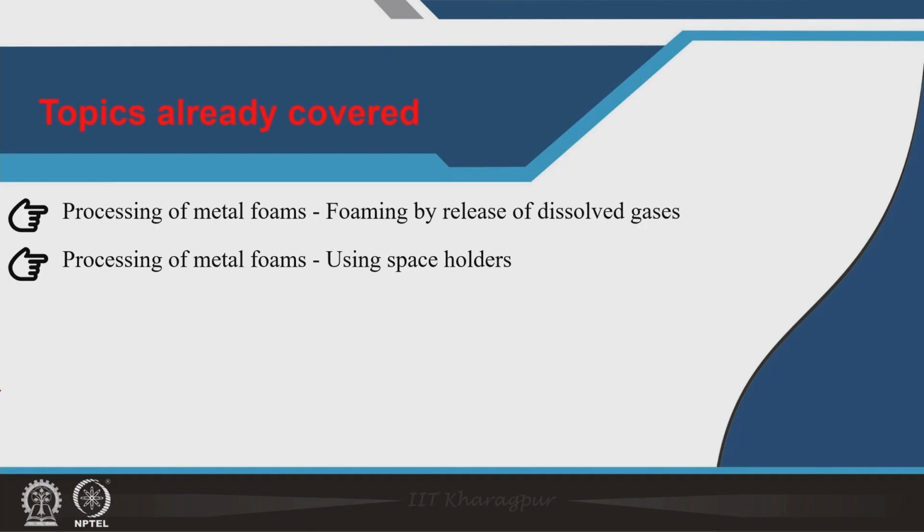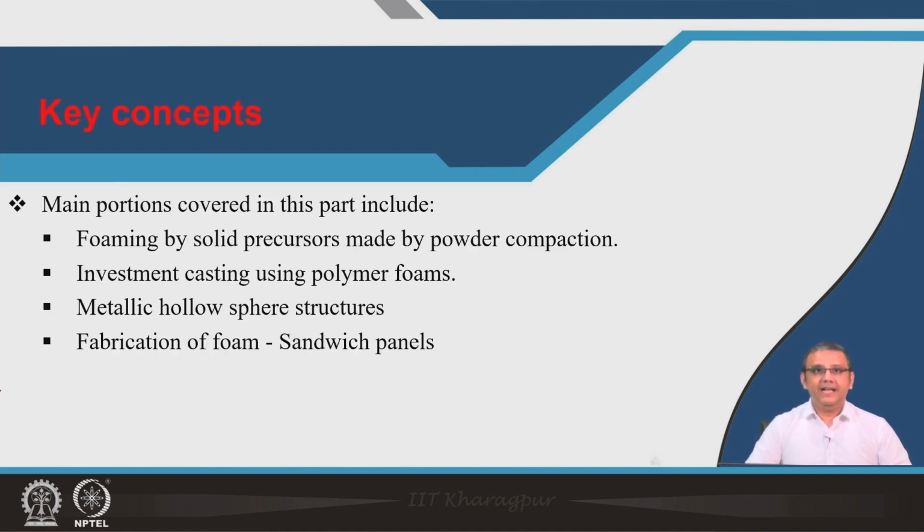In the last lecture, we discussed two very commonly used techniques for fabricating metal foams. The first one was foaming by release of dissolved gases, and the second one was fabrication of metal foams using different space holder particles or components. In this concluding section of metal foam fabrication, we will learn about four more techniques of fabricating metal foams.